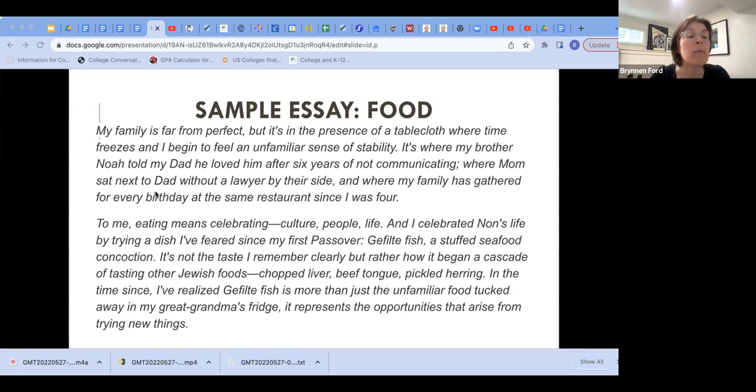To me, eating means celebrating culture, people, life, and I celebrated Nan's life by trying a dish I have feared since my first Passover, gefilte fish, a stuffed seafood concoction. It's not the taste I remember clearly, but rather how it began a cascade of tasting other Jewish foods, chopped liver, beef tongue, pickled herring. In the time since, I've realized gefilte fish is more than just the unfamiliar food tucked away in my great-grandmother's fridge. It represents the opportunities that arise from trying new things.